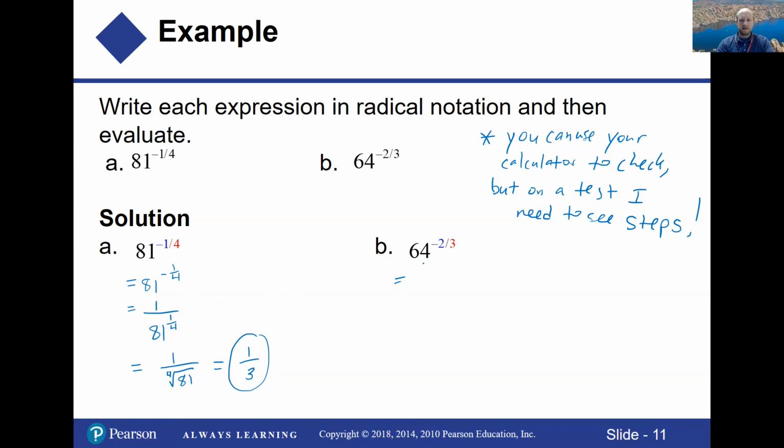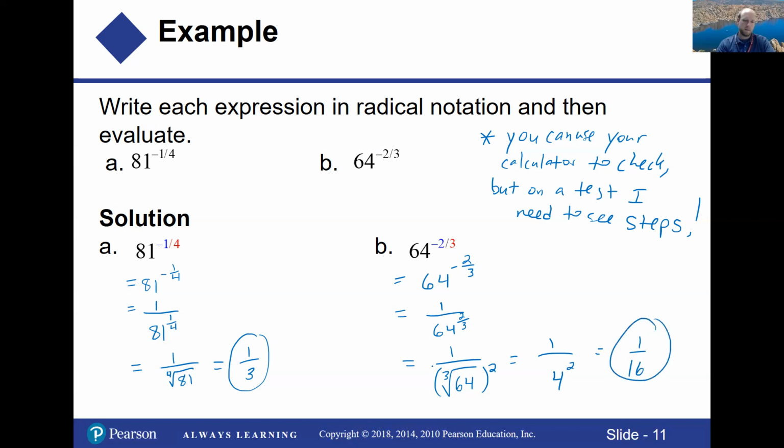So let's do B, 64 raised to the negative 2/3. Again, if it helps to write it out like so, you can. And then make this with positive exponents. So put it as 1 over 64 to the 2/3. Write the 64 and 2/3 in radical form, okay? And then simplify it. So do the parentheses first. The cube root of 64 is 4, and then 4 squared is 16. So this is going to be 1 over 16.